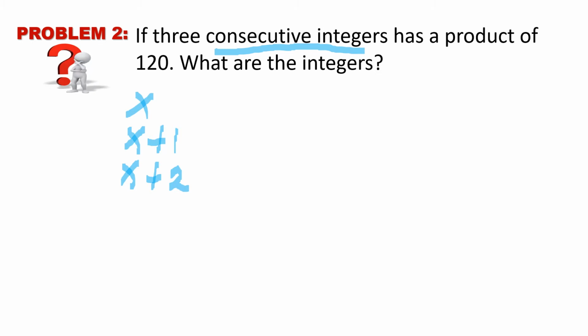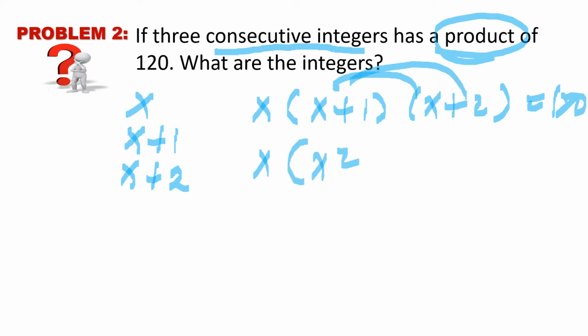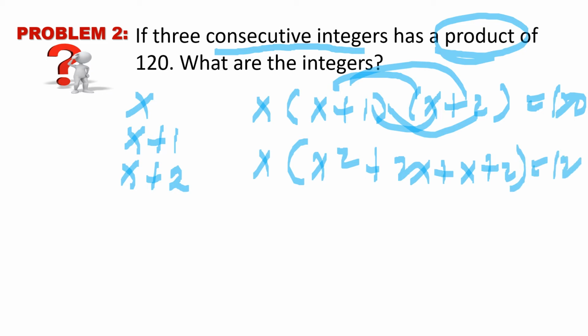And it says here the product is 120. Simply multiply all this. X times x plus 1 times x plus 2 is equal to 120. Then from here, we can come up with our polynomial. So this is x times x, x squared, x times 2, that's 2x. 1 times x is x, and 1 times 2 is 2, equals 120.